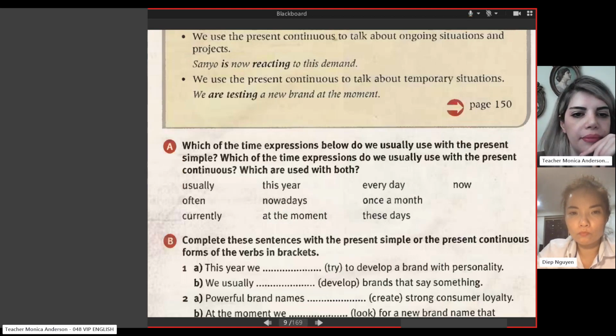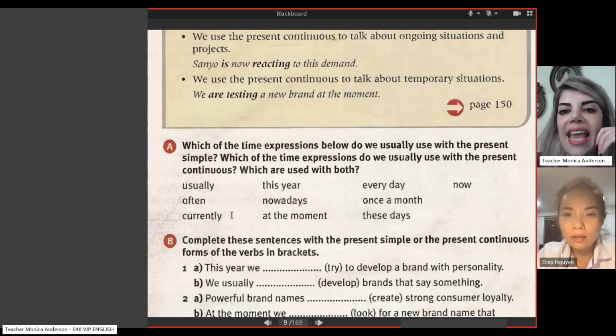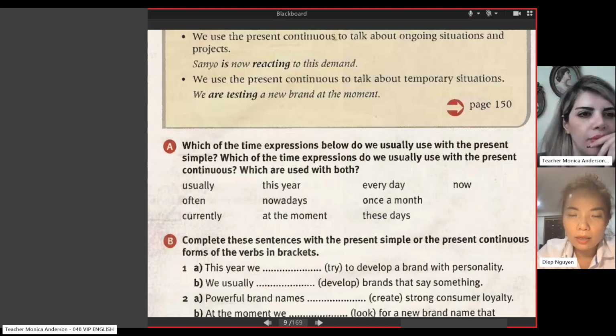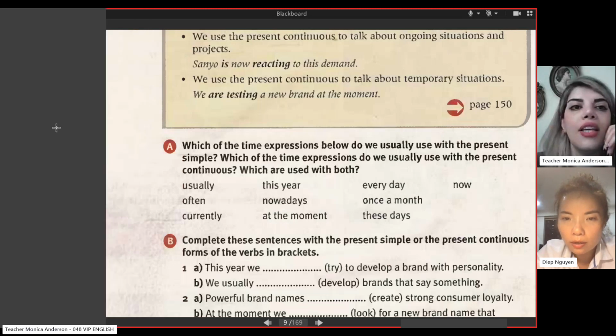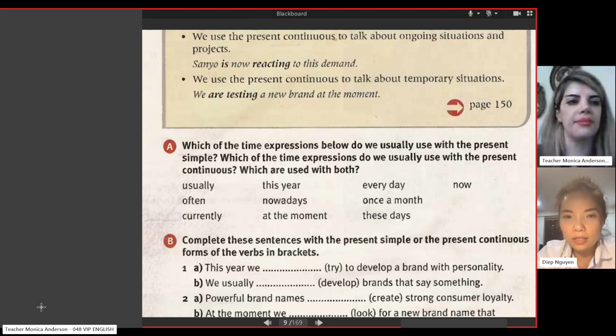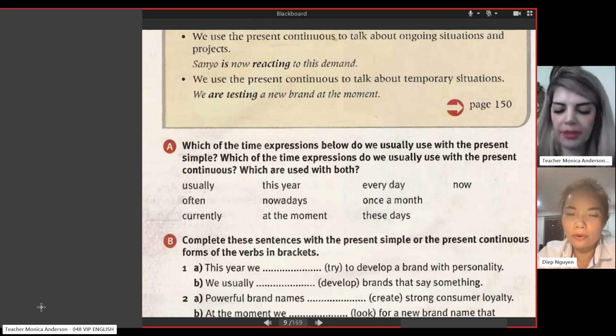Okay. Usually. Now we will do part A. Present continuous, I think. Usually, present simple or continuous? Present simple. Excellent. Often. Often, simple. Very good. Currently. Currently is continuous.